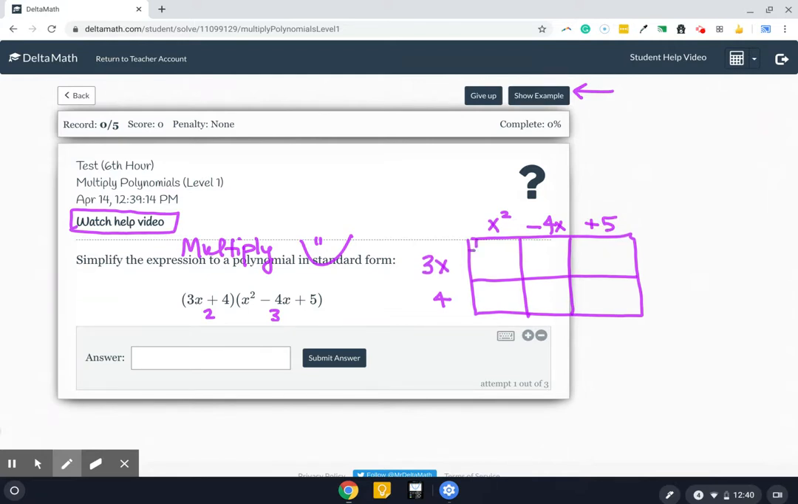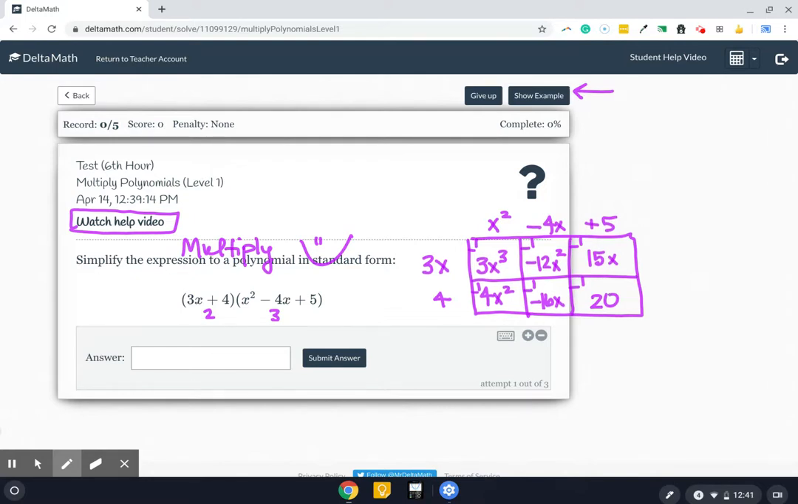So the first corner is 3x times x squared, or 3x to the third. In the next spot, I'm going to get negative 12x squared, and then coming across 3x times 5, I'm going to get 15x. Down below, I've got 4 times x squared, 4x squared. I've got 4 times negative 4x, it's a negative 16x. And then I've got 4 times 5, which is just 20. Okay, so I filled in all my boxes.